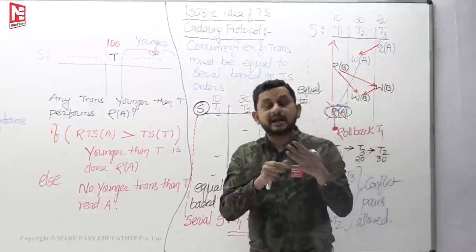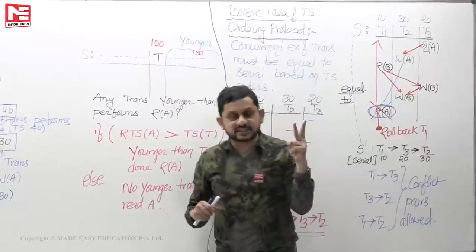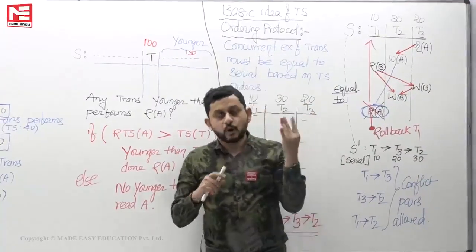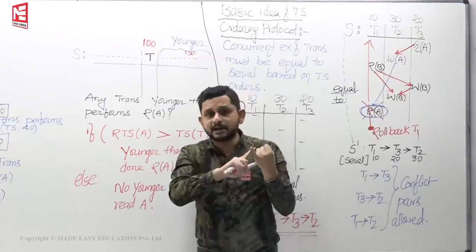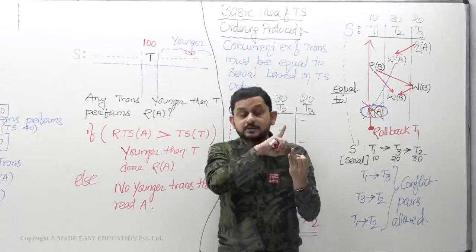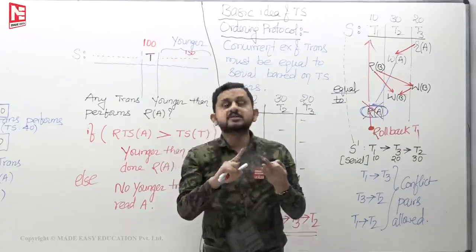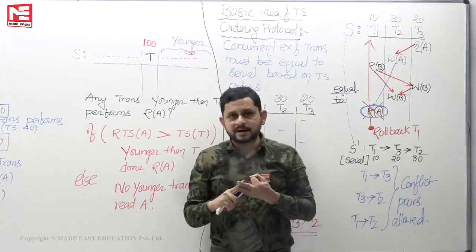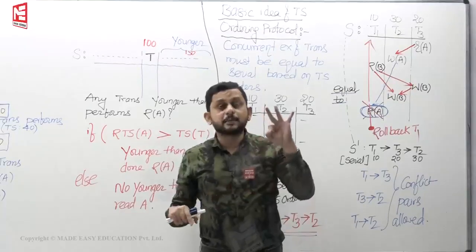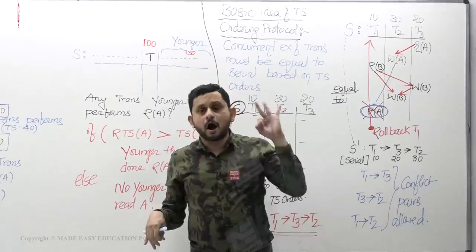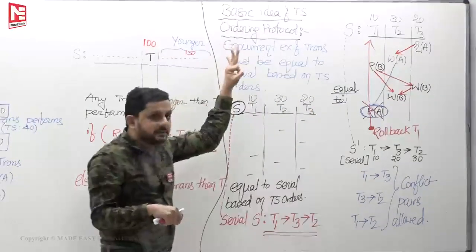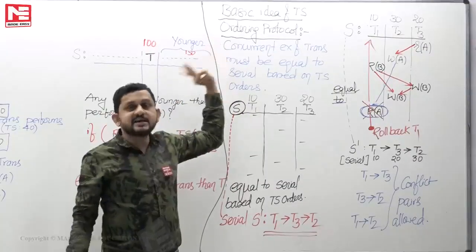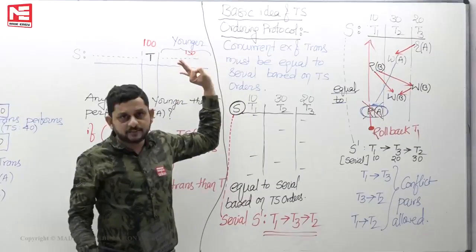There are three protocols we are going to discuss here: the basic timestamp ordering protocol, the Thomas write timestamp ordering protocol, and the strict Thomas write timestamp ordering protocol. The idea is the same for all the timestamp protocols.